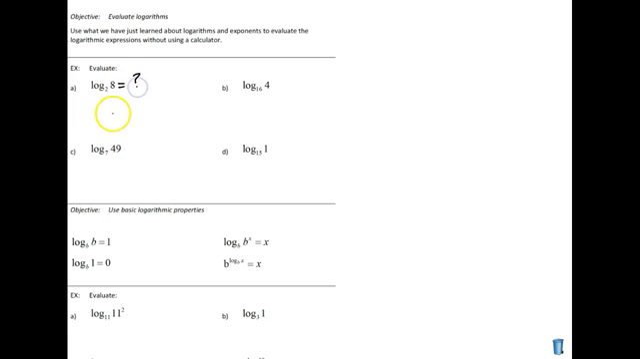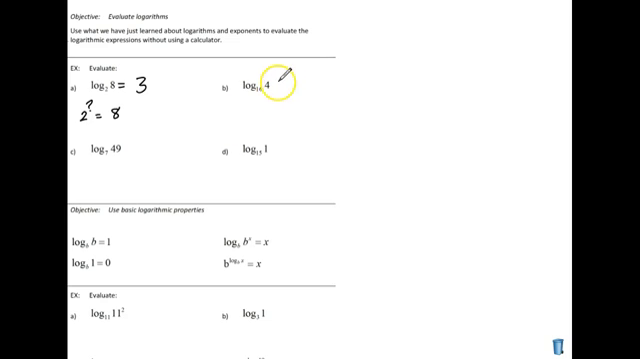So what does this equal? We don't know. Well, if I rewrite it in my exponential form, 2 to the question mark equals 8, then what I'm really saying is, 2 to the what power equals 8? That's 3, right? So this equals 3.